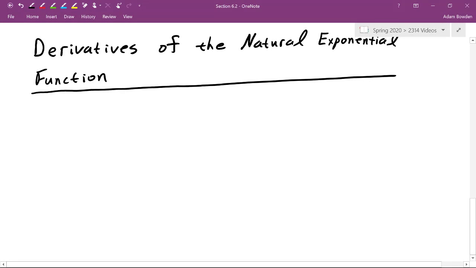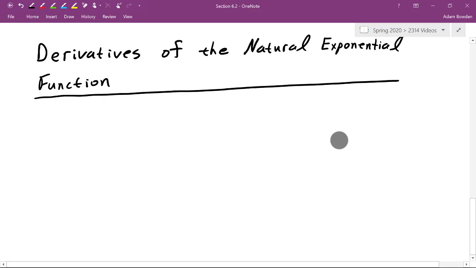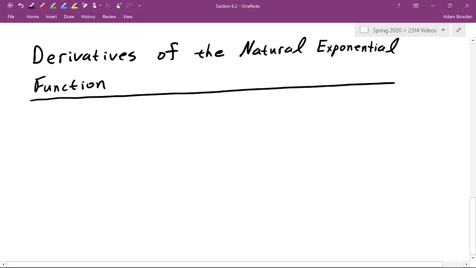So now we're going to discuss the actual derivatives for the natural exponential function. This is one of the simplest and smallest derivative rules for any function. We see that when we try to take the derivative of the function e to the x, its derivative is simply itself. It's equal to e to the x.